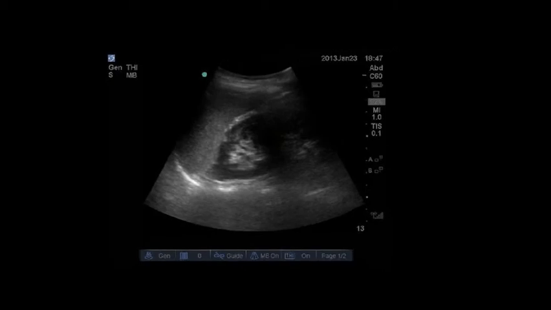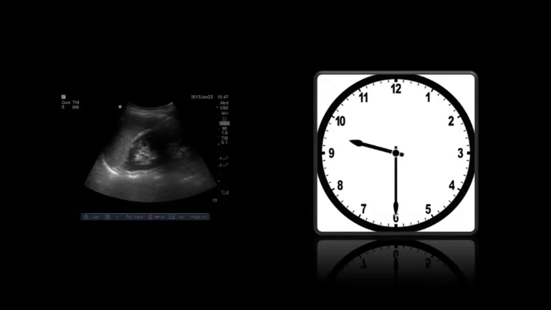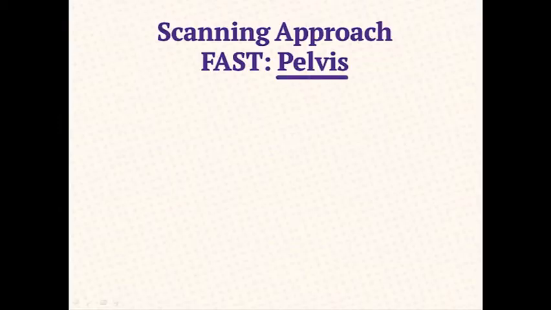We call this area the 6 to 9, referring to the area on a clock face between 6 and 9 o'clock. Because the spleen is small and mobile, there is a chance free fluid may layer between the spleen and the diaphragm, so we must look and sweep through this area too to ensure we don't miss subtle or early free fluid. Now let's take a look at some pelvic scans.